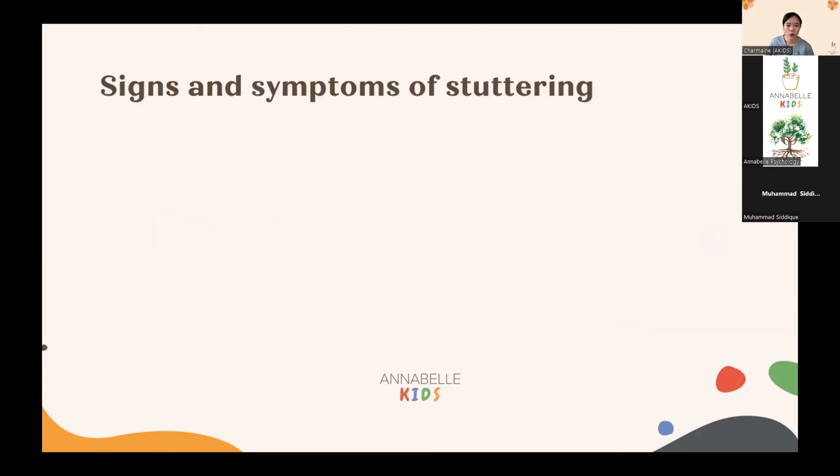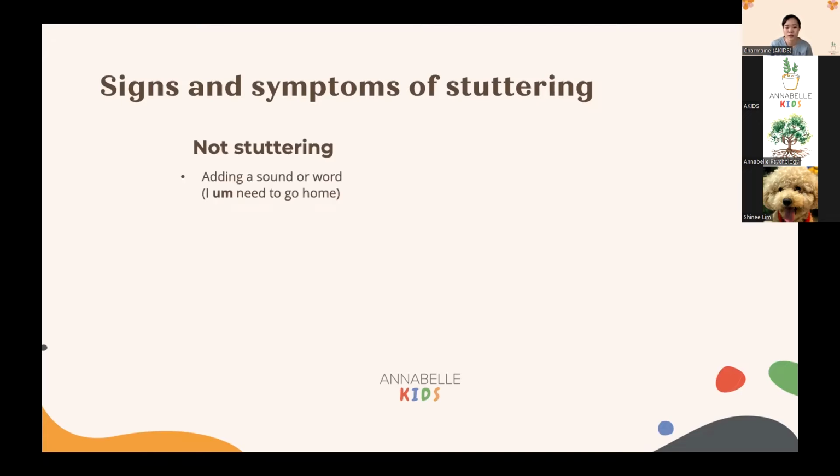Okay, so what are some signs and symptoms of clinical stuttering? So we are all not fluent 100% of the time. There are parts of speech that are considered normal disfluencies. However, people who stutter may have more and different types of disfluencies. So what is not considered stuttering is adding a sound or a word when you're talking. So if you're adding like, I need to go home, that kind of word adding, that's not considered stuttering.